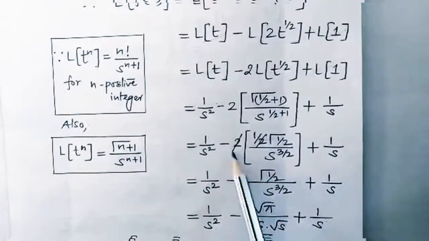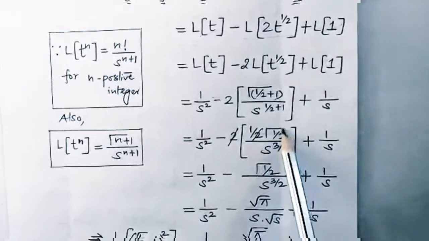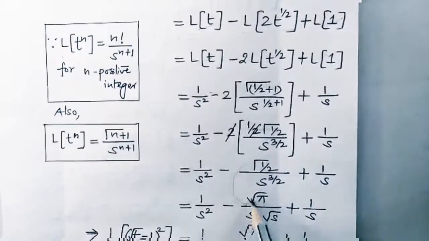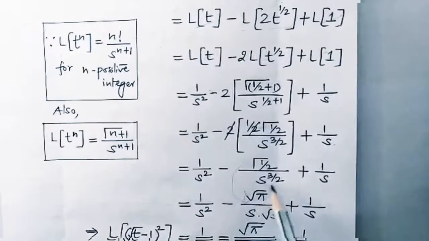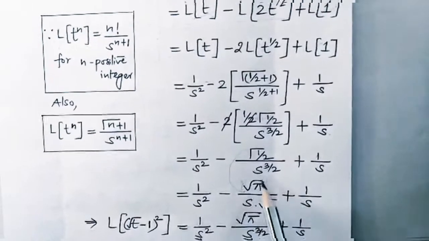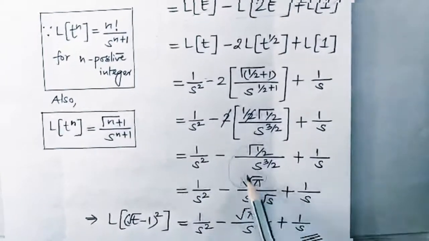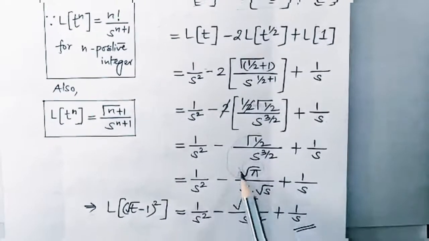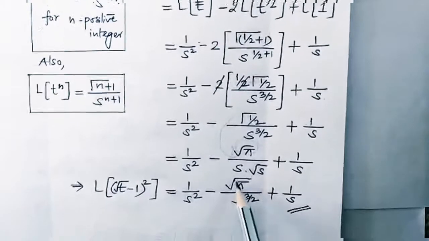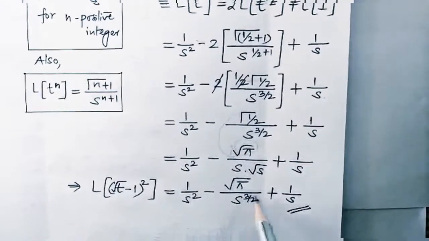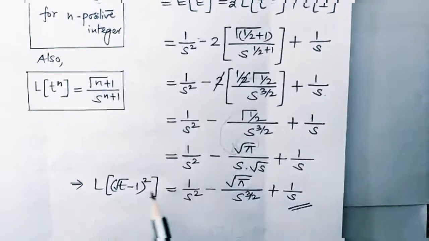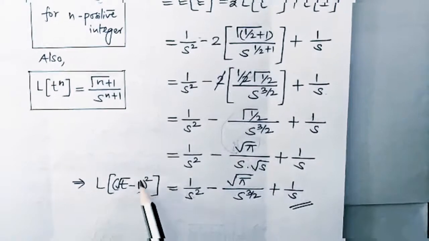Now this 2 will get cancelled, and rest everything will remain the same. What is gamma of 1 by 2? Straightaway I can write it as root of pi, over s raised to 3 by 2. If you want, you can split it as s times root of s, and together we may rewrite it as 1 by s square minus root pi divided by s raised to 3 by 2 plus 1 by s. This forms the Laplace transformation of the function root t minus 1 the whole square.